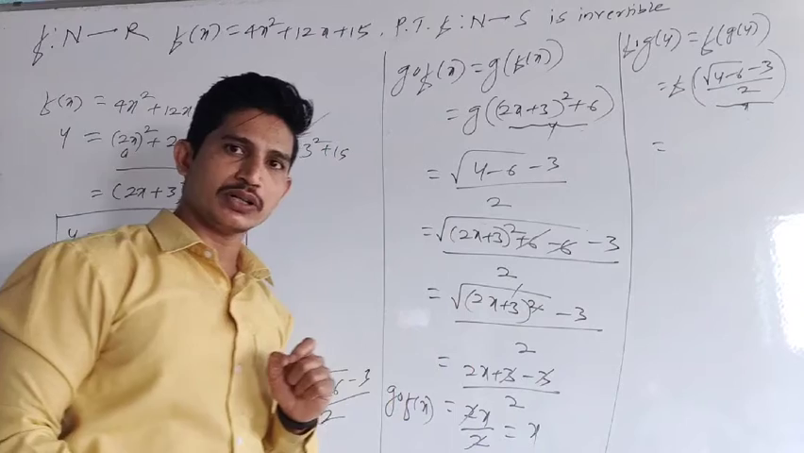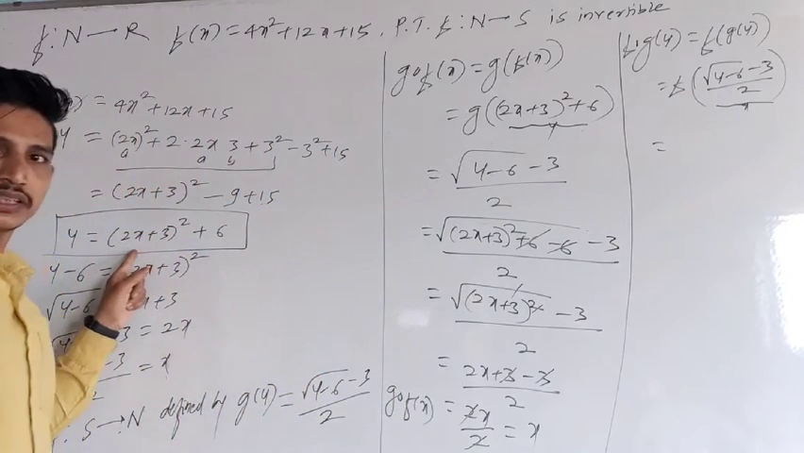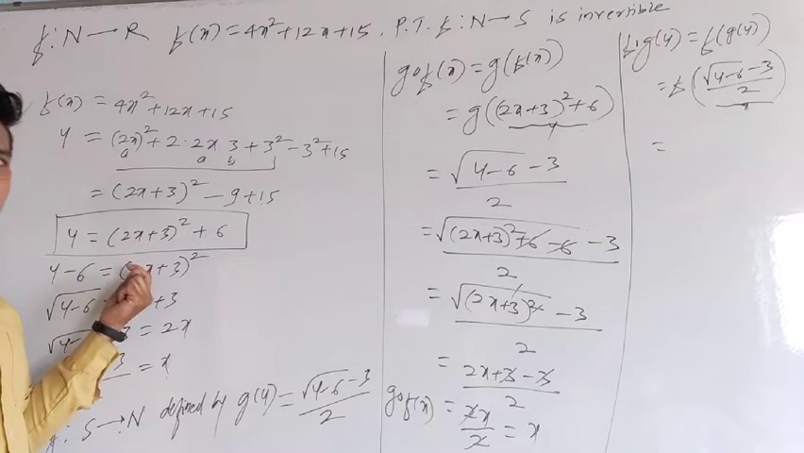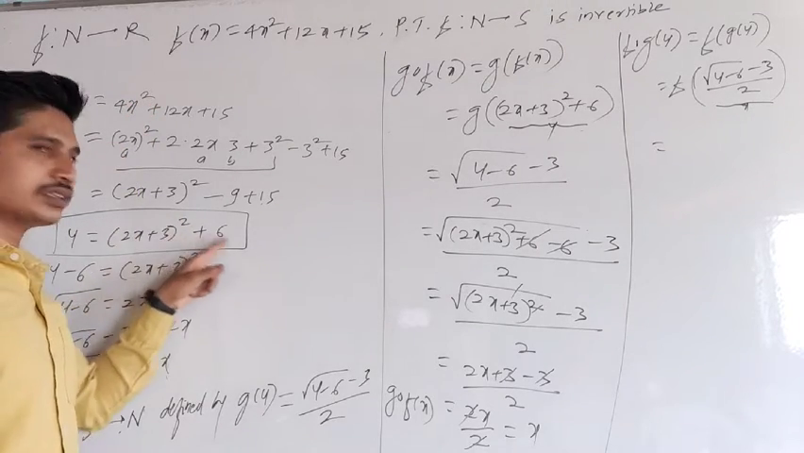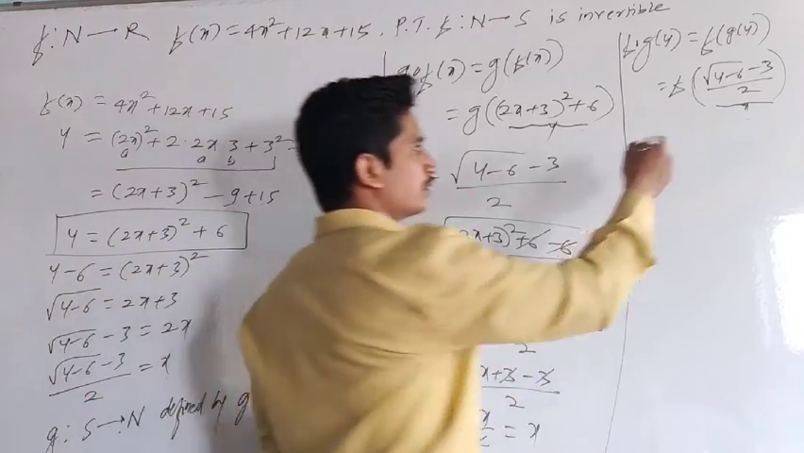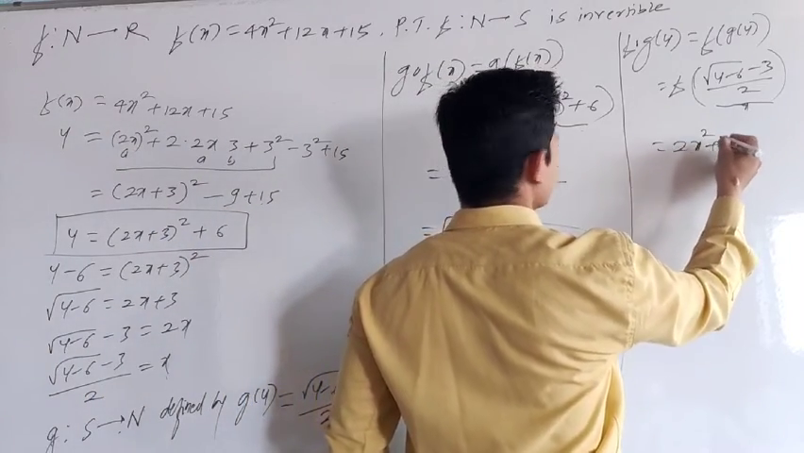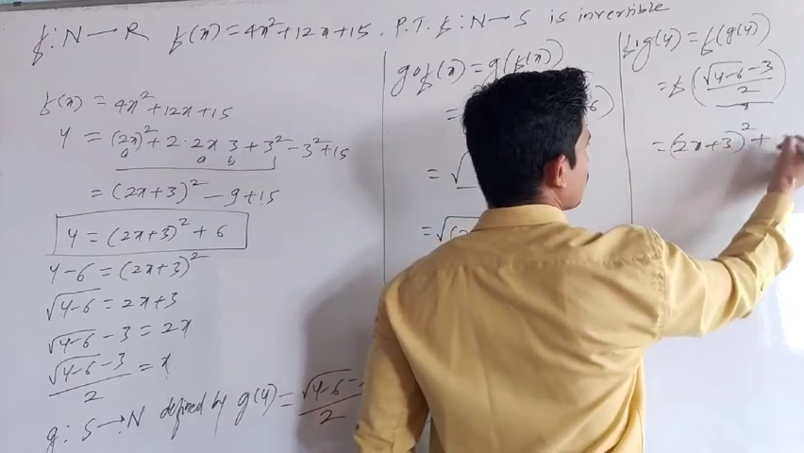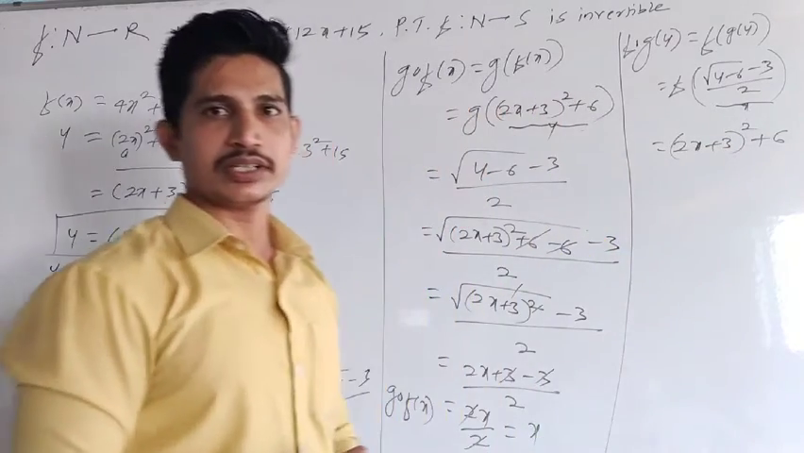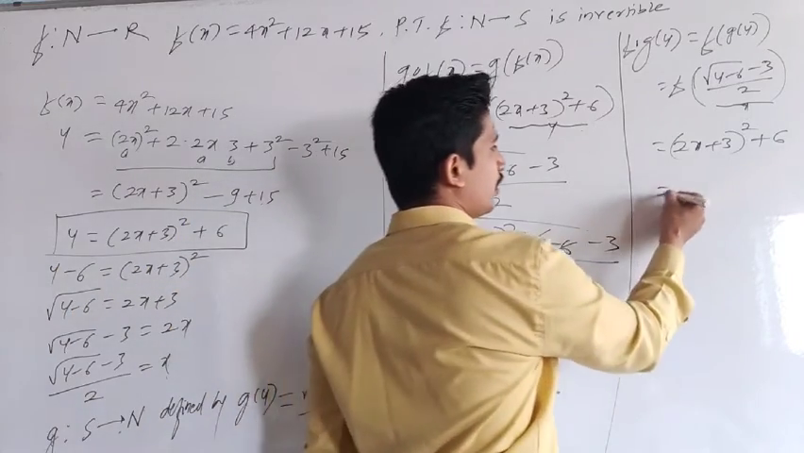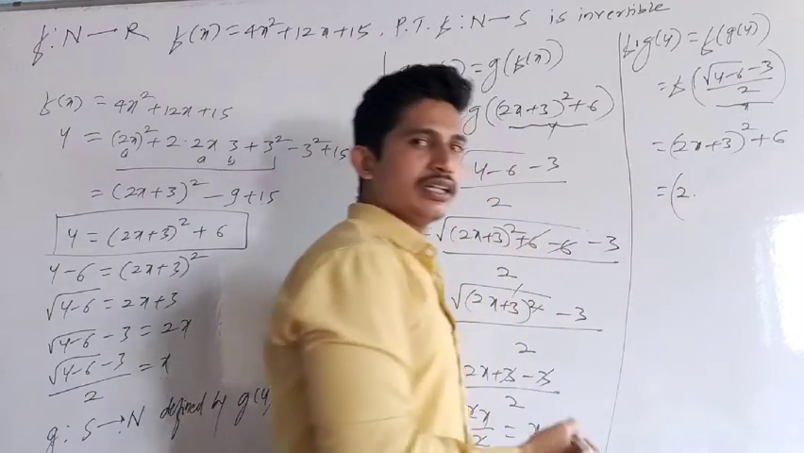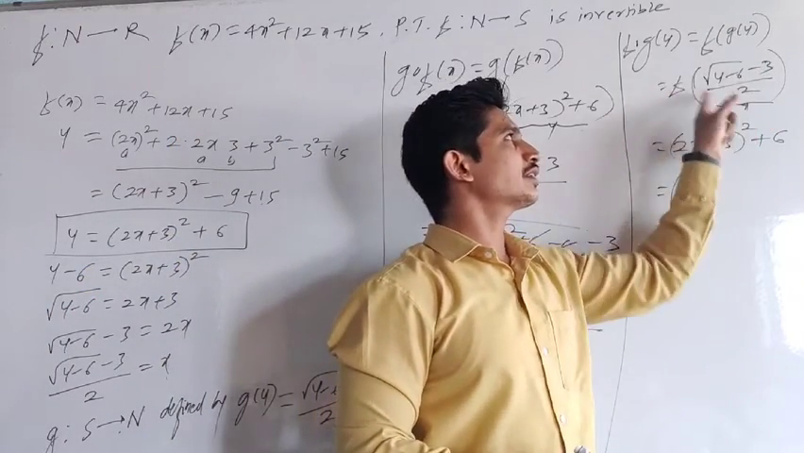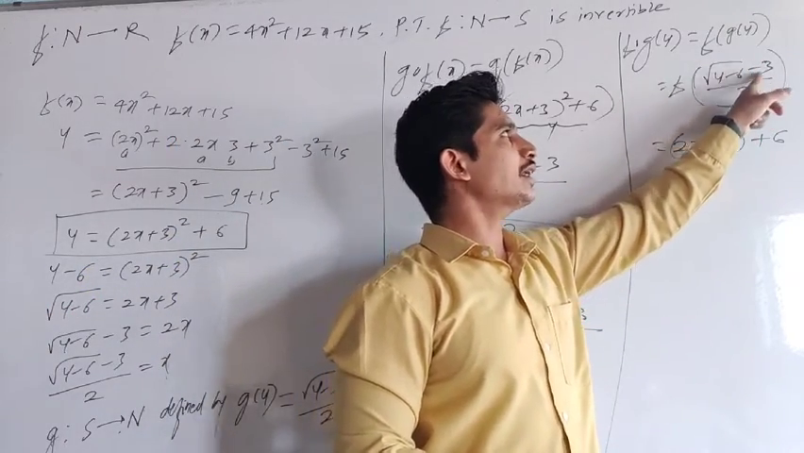So f of x is what here? We got f of x in the converted form; don't take the earlier one, take the converted: 2x plus 3 whole square plus 6. Now put the value of x where x is there. The value of x is root of y minus 6 minus 3, divided by 2.